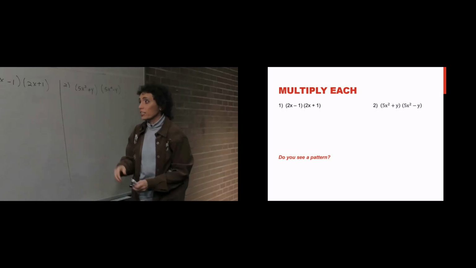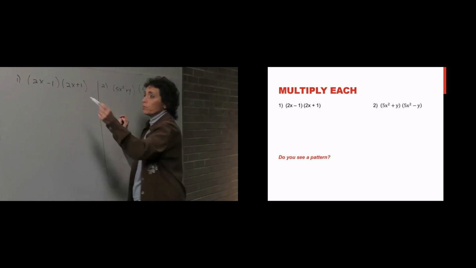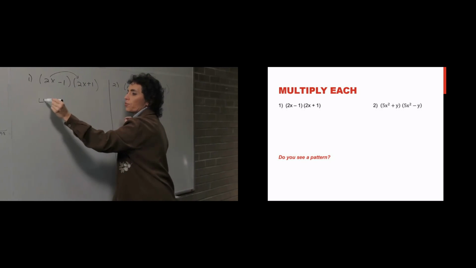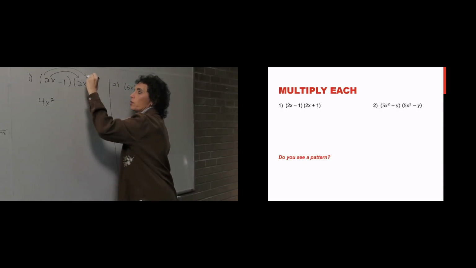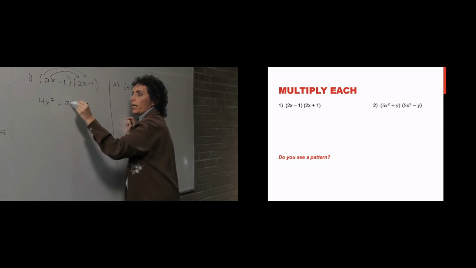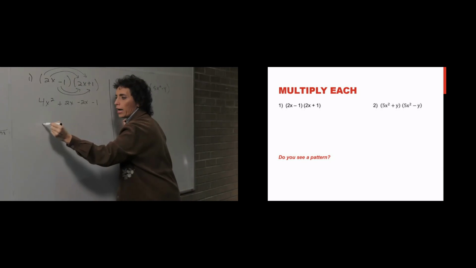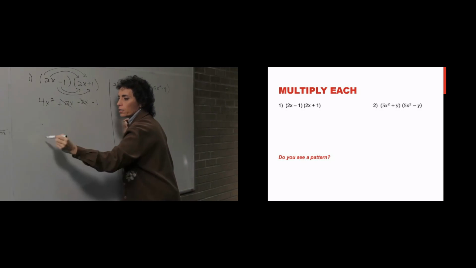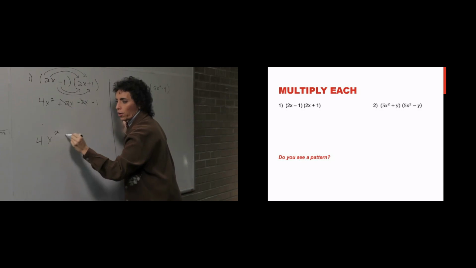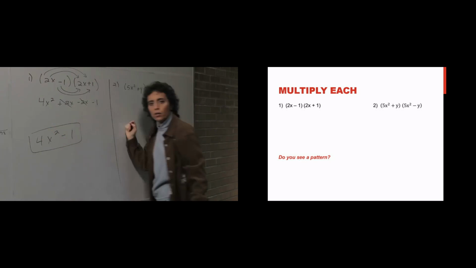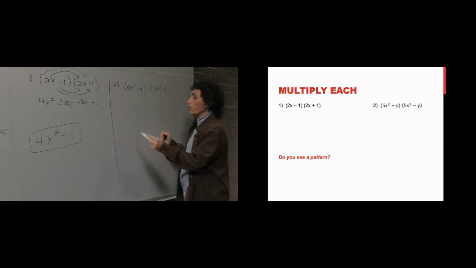All right, let's take a look at this. If you use the distributive property, or FOIL, whatever you use, you get 2x times 2x is 4x squared. 2x times a positive 1 is a positive 2x. Negative 2x minus 1. And we get 4x squared minus 1. That's our final answer. Okay? Awesome. Let's try this one.